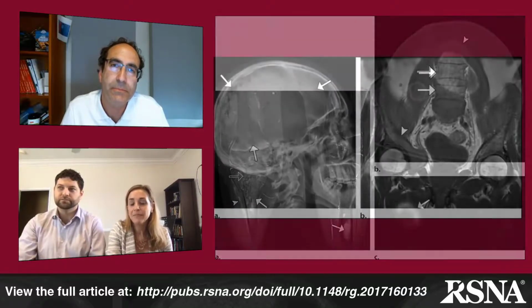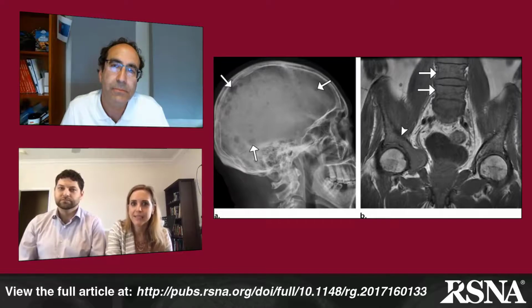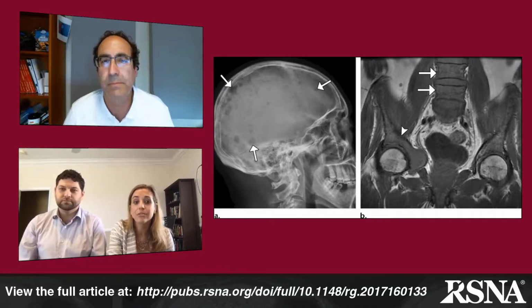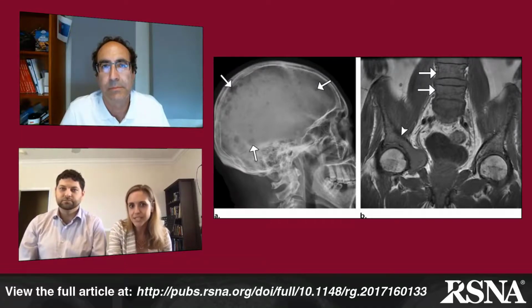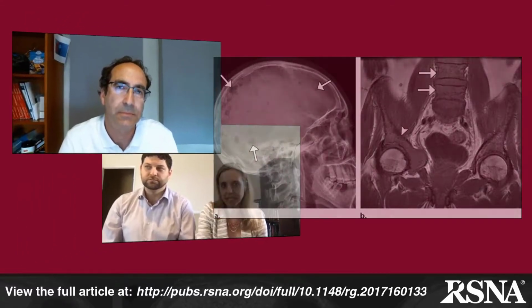So figure 17 shows some of the classic imaging findings of multiple myeloma. On the lateral skull radiograph, there are multiple punched out lesions in the calvaria, which is characteristic for plain radiograph depiction of multiple myeloma. The corresponding T1 weighted MRI shows bone marrow replacement of the lower lumbar vertebra with bone marrow signal that is hypointense as compared to the intervertebral discs.